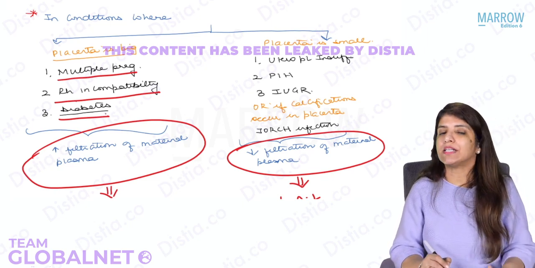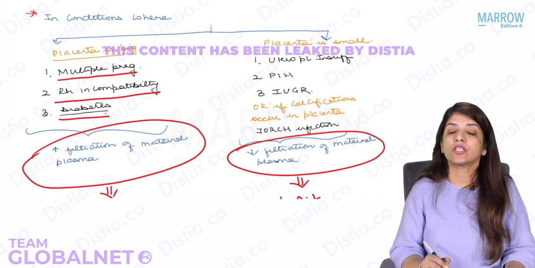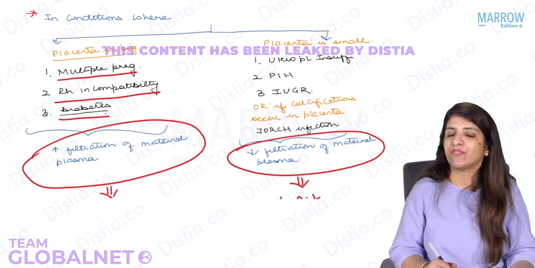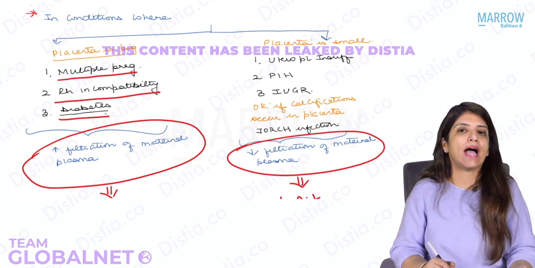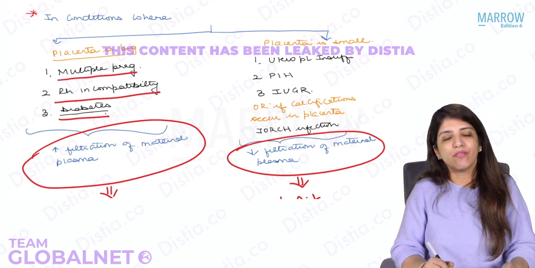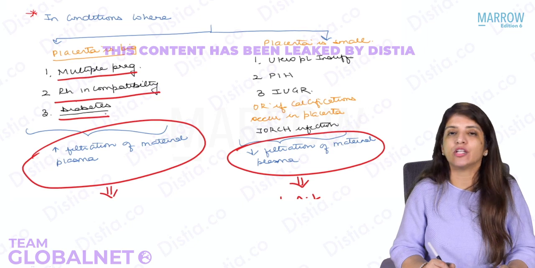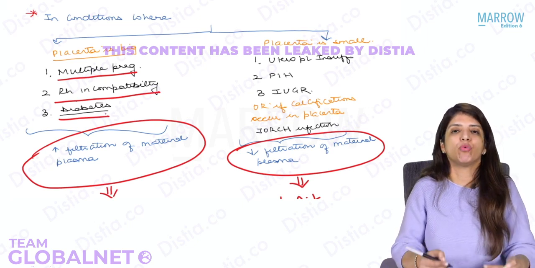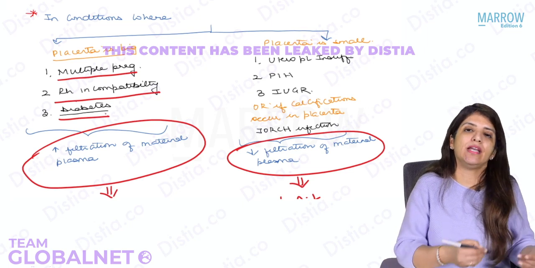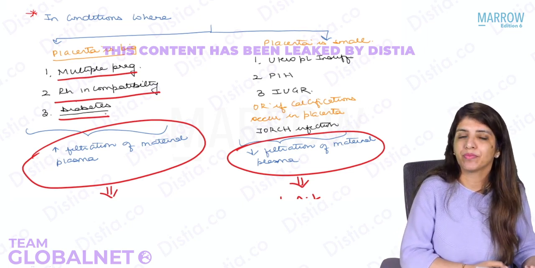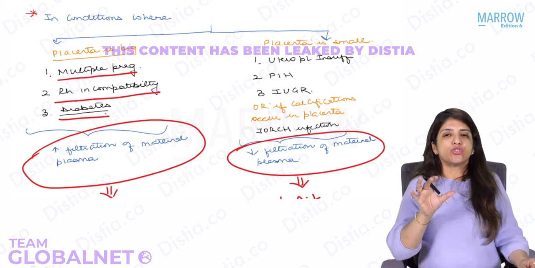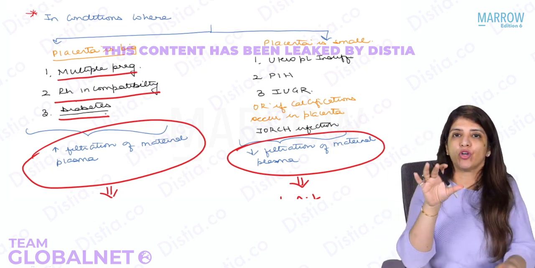Similarly, whenever the placenta is small, and I told you the placenta is small in case of uteroplacental insufficiency, which happens in PIH and in IUGR. So whenever there is a small placenta, the ultrafiltration is going to be less, and because of which there is going to be a decrease in amniotic fluid. Right? So, have you understood the applications of these contributors of amniotic fluid?